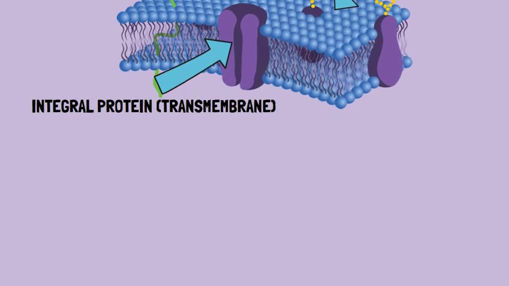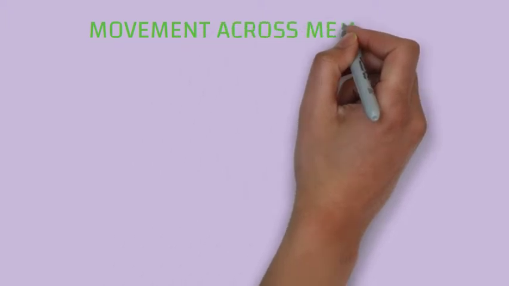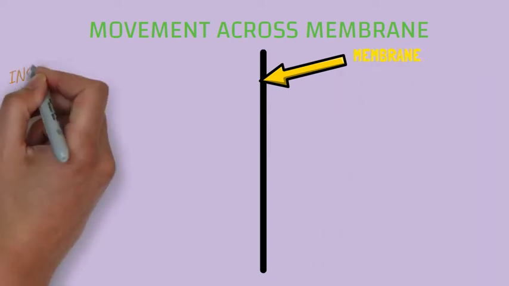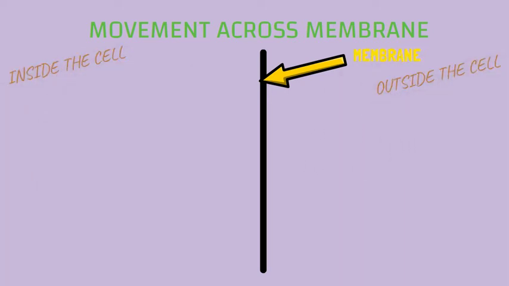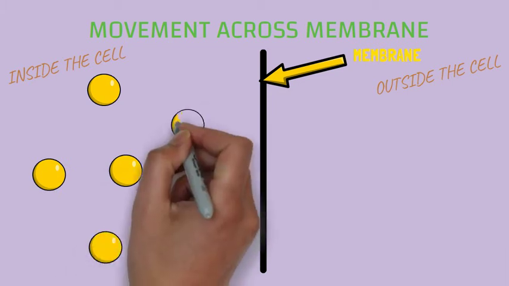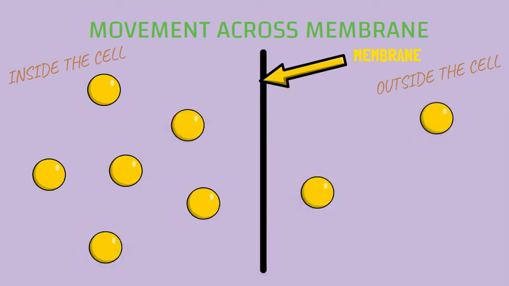Now let's look at movement across a cell membrane. Like I mentioned before, a cell membrane's main job is to regulate movement. We'll be looking at how molecules on either side move across a cell membrane. The black line in the middle right here would be the cell membrane. One side, the left one, will represent the inside of the cell, while the other will represent the outside of the cell. Now let's place these molecules inside and outside of the cell. 6 inside and 2 outside.